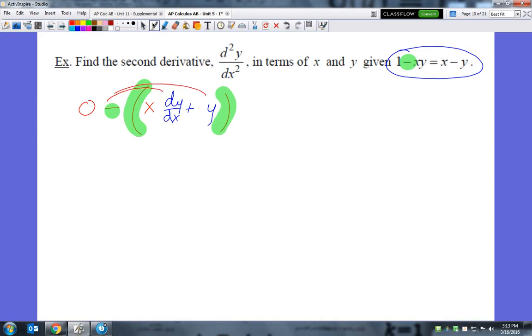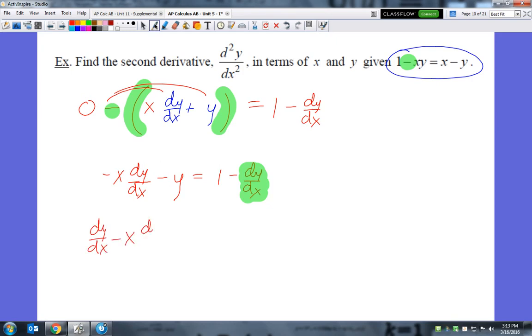Okay? And then it's equal to 1 minus dy dx. Okay? So looking at this, I have negative x dy dx. Then I have minus y is equal to 1 minus dy dx. Combining the dy dx's together, I could move this to the left side of the equal sign by adding it. So I would have positive dy dx minus x dy dx. I'm also going to move over this y by adding it to the right side. So I'd have equal to 1 plus y.